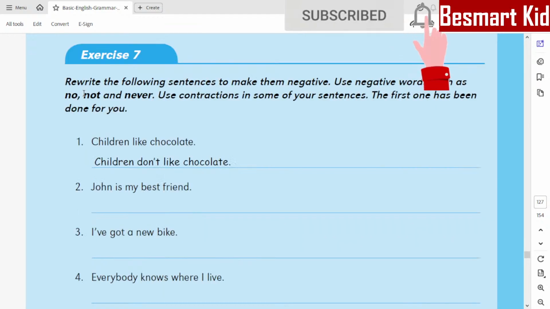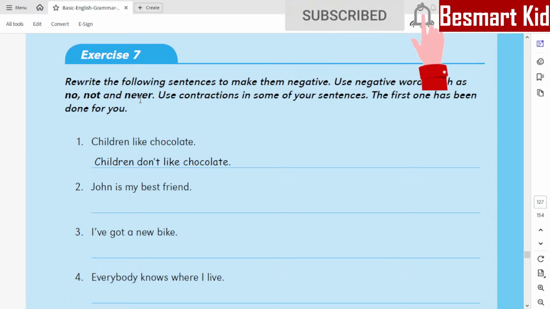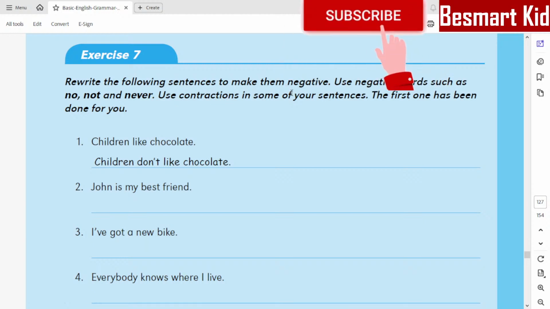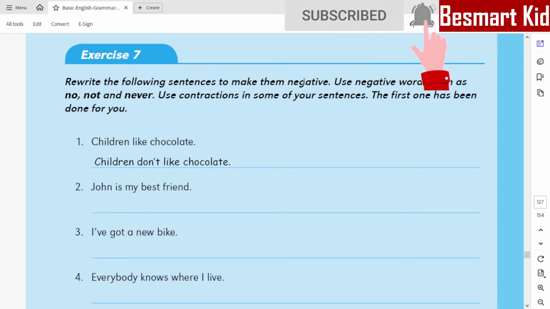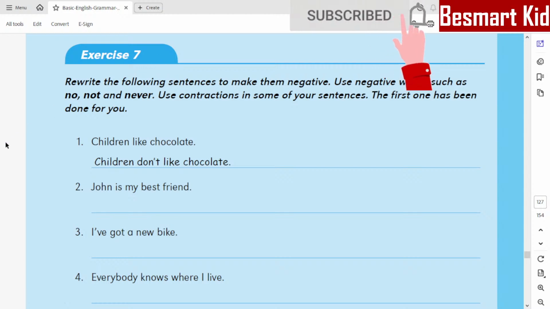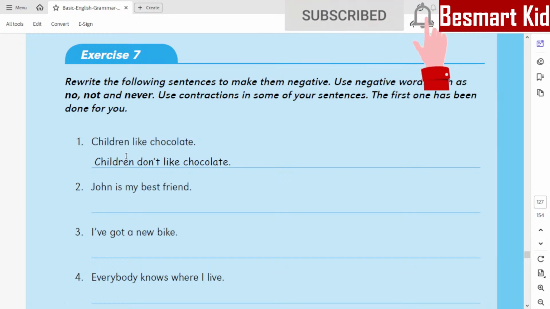Exercise 7. Rewrite the following sentences to make them negative. Use negative words such as not and never. Use the same tense in your sentence. The first one has been done for you. First, children like chocolate. Children don't like chocolate.